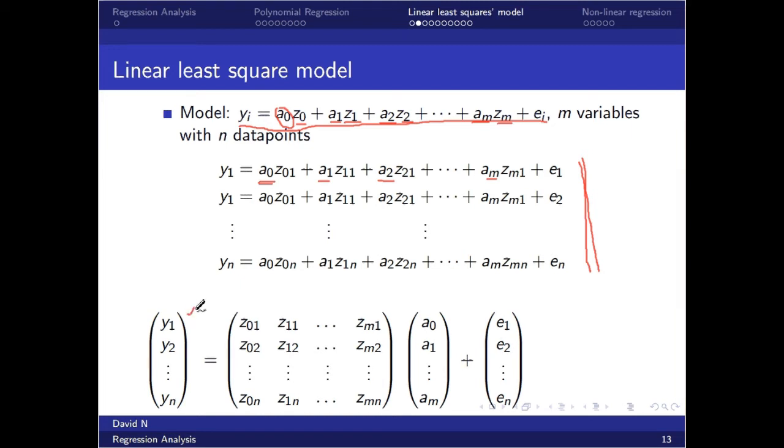We have the y vector, which is essentially the vector of the dependent variable. We have the z matrix, which is essentially formed by stacking up the independent variables. Here the independent variables are z0, z1 until zm. And then we have the vector of the model coefficients going from a0, a1, a2 until am. We have m plus 1 elements in this vector. And then we have finally the error vector with the elements going from e1, e2 until en for the n data points.